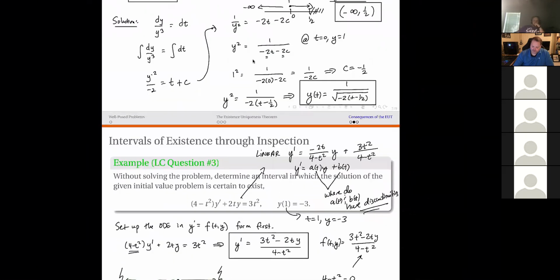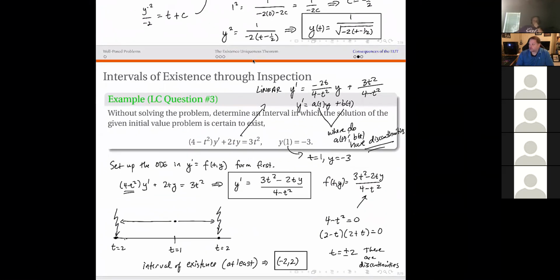So just some things to think about this semester as we go through solving more problems. Always be thinking about two things. Can a solution exist? And if a solution does exist, how far can I extend it before things go wrong? Okay, that's two questions we're going to be asking the whole semester.